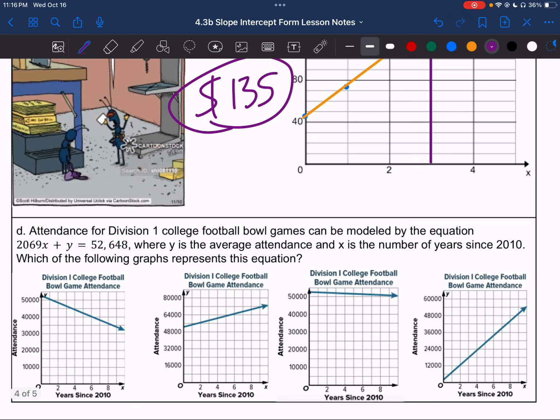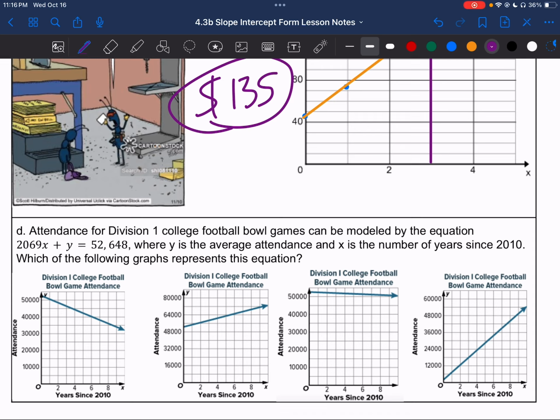Now, the final question in this set of notes. Attendance for Division I football bowl games can be shown by the equation 2069x plus y is equal to 52,648, where y is the average attendance and x is the number of years since 2010. Which of the following graphs represents this equation?